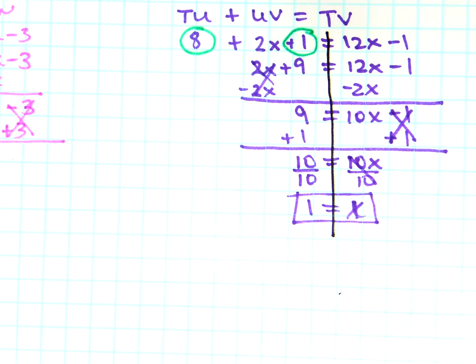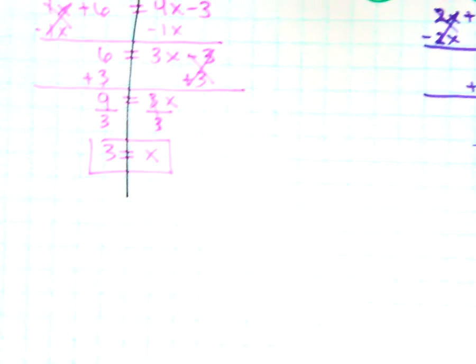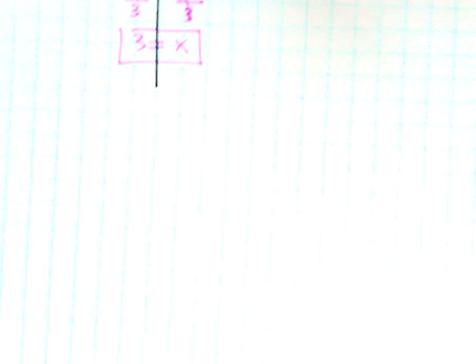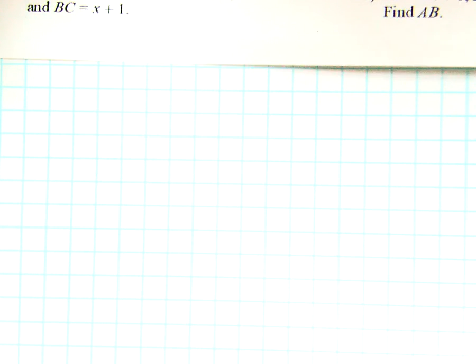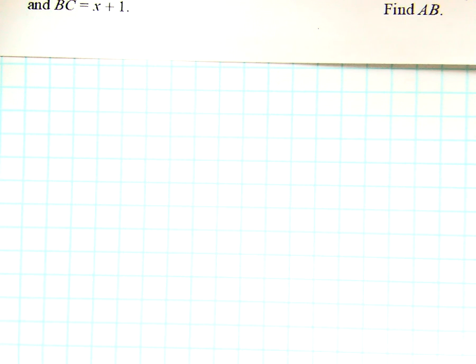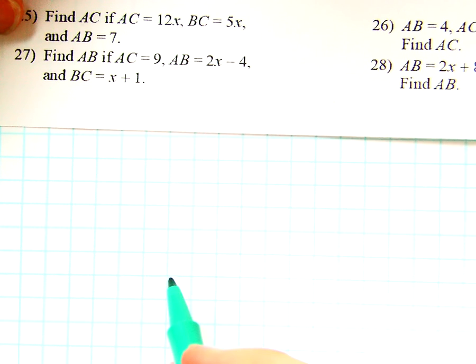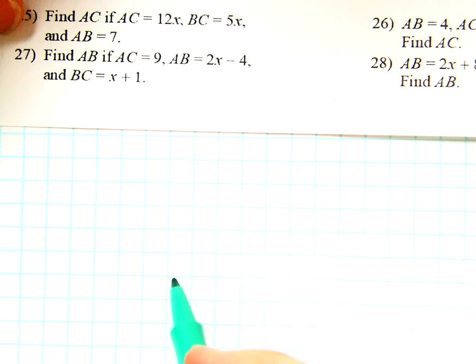Okay? One more section, and I'm kind of running longer than I had hoped, but one more section, 25 through 28. Again, we have to draw our own picture, but actually one step further than that, we're not just looking for x in these cases, we're looking for a specific length or a specific segment. So this is the one that takes one extra step. So we'll just start at the beginning. We'll work 25, right? So 25 says, find AC if AC equals 12x, BC equals 5x, and AB equals 7.